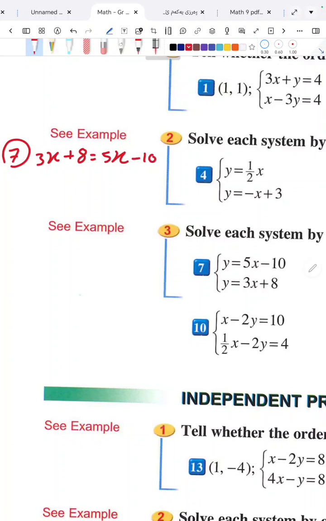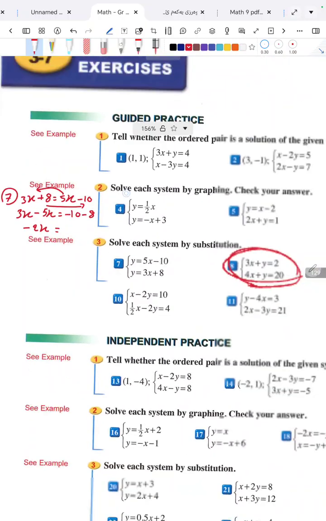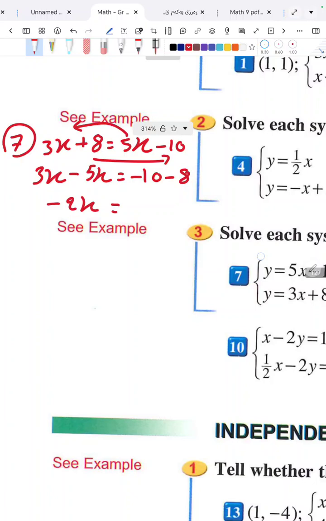Variable to one side, the constant to the other side. So I have 3x. Move 5x to the other side, it's positive, it will be -5x. Equals -10. Move 8 to the other side, it's positive, it will be -8. Now, subtract them, it will be -2x. This one is a different sign, that's why we're going to subtract them. And this one, they have the same sign, so we add them, and it will be -18. How to get rid of -2? Divide by -2, divide by -2.